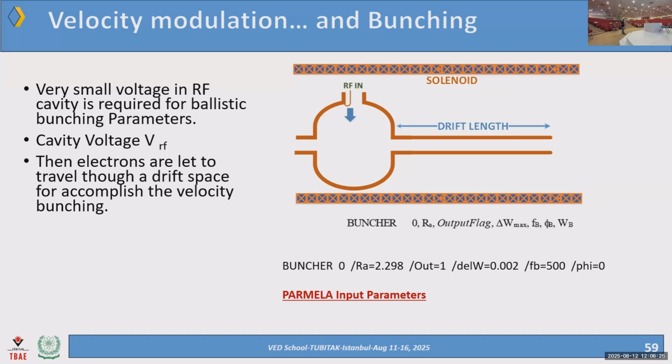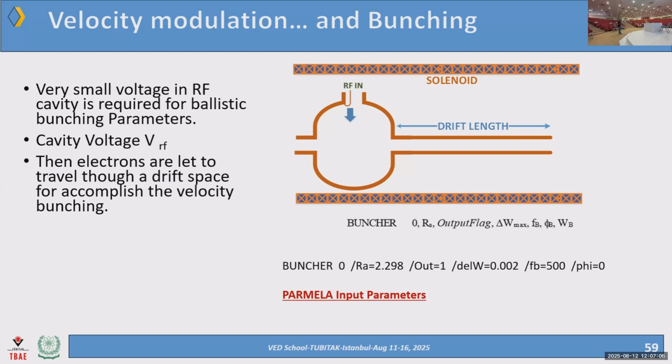And then they are set free in a drift length. Drift, precisely speaking, is a space where there is no accelerating field and no magnetic field at all. But particles, due to space charge effects and many other effects, tend to diverge. So we have to keep them within the limits of this boundary. So we apply a solenoid along the length.